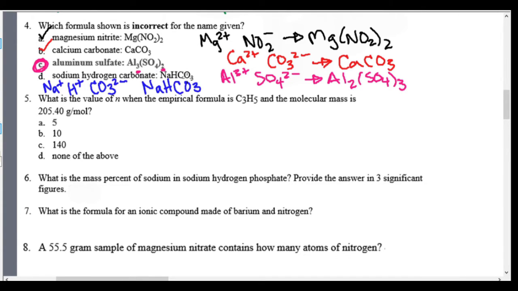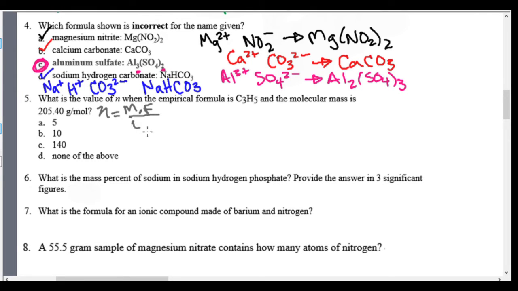Okay, so number 5. This one takes just a little bit longer to calculate, but it's not actually all that bad. So the value of N. You know that your N is going to equal the, not the empirical, the molecular formula divided by the empirical formula. So what we need to do here is find out the empirical formula mass of this, and we're given our molecular formula mass, MF.